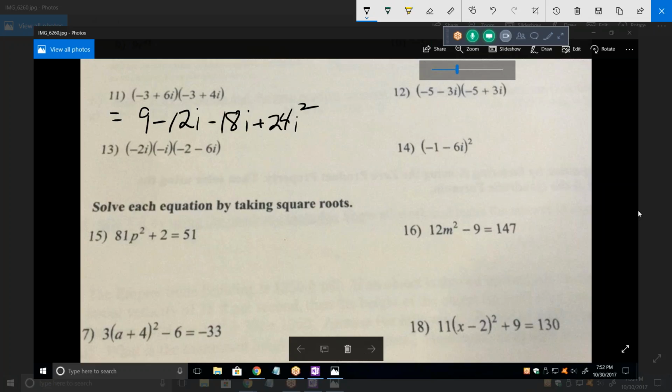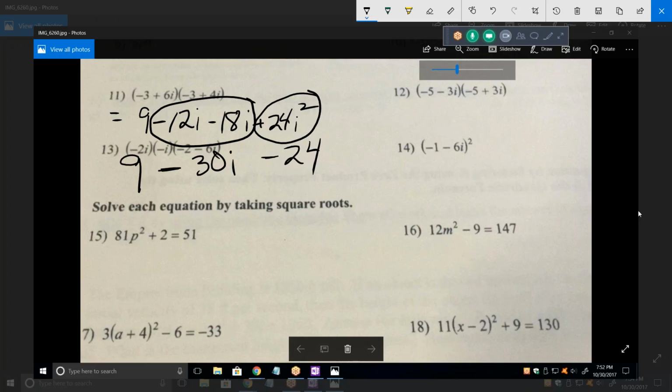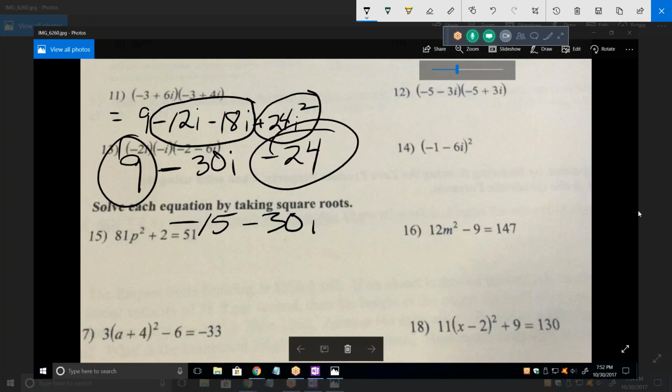All right. Now, let's take apart that, because that's a real number. What is 24i squared? 24 times -1, which is minus 24. Now I can combine those. What do you get? 9 minus 30i minus 24. Right. And now I can combine that real number with that real number. So I get -15 minus 30i. And that's the final answer.